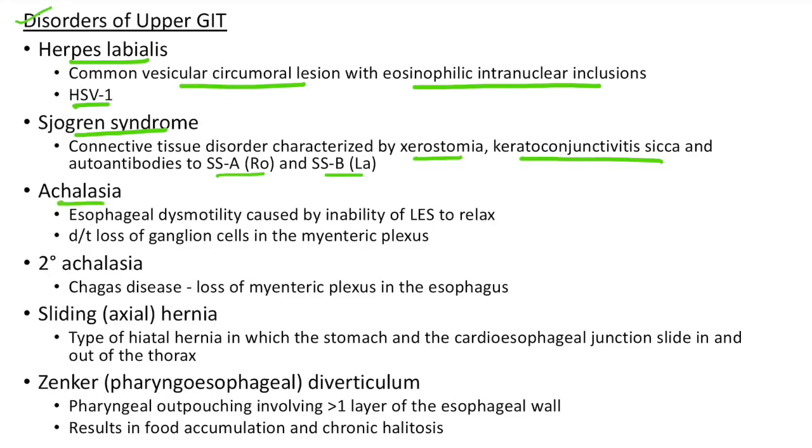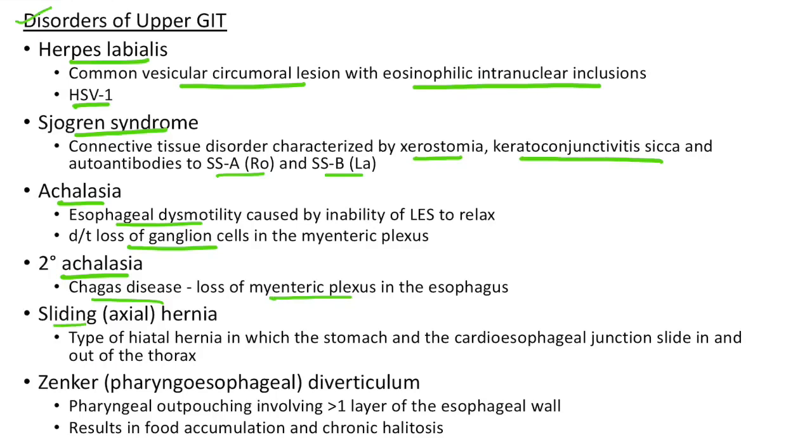Now let us see about achalasia. In this case, there is esophageal dysmotility caused by inability of lower esophageal sphincter to relax. It occurs due to loss of ganglion cells in the mesenteric plexus. Secondary achalasia can occur due to Chagas disease. In this case also, there is loss of mesenteric plexus in the esophagus.